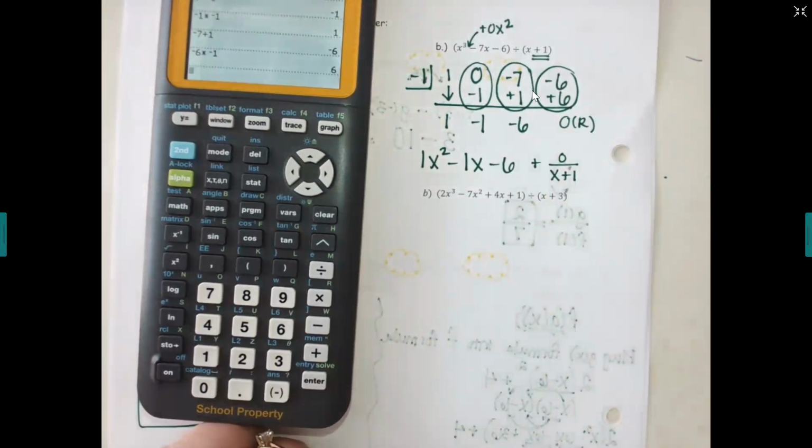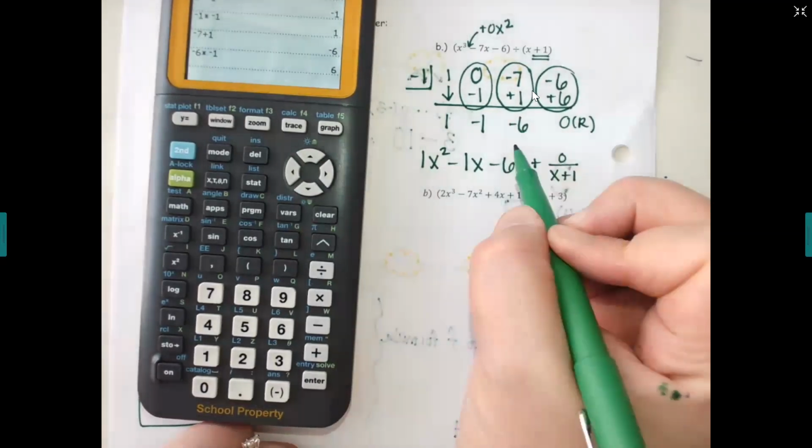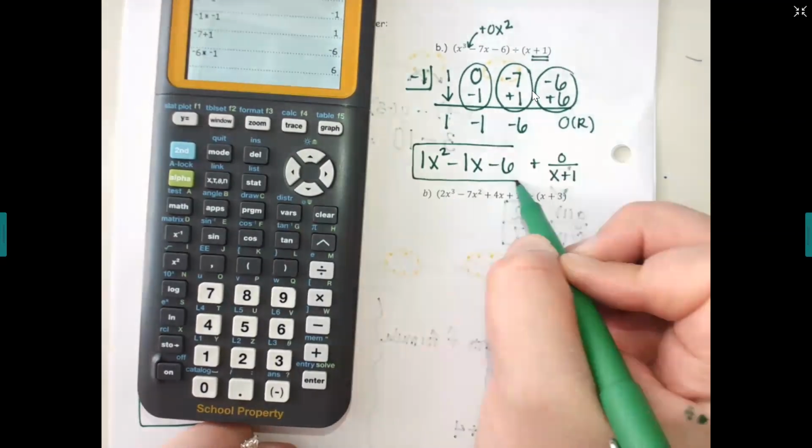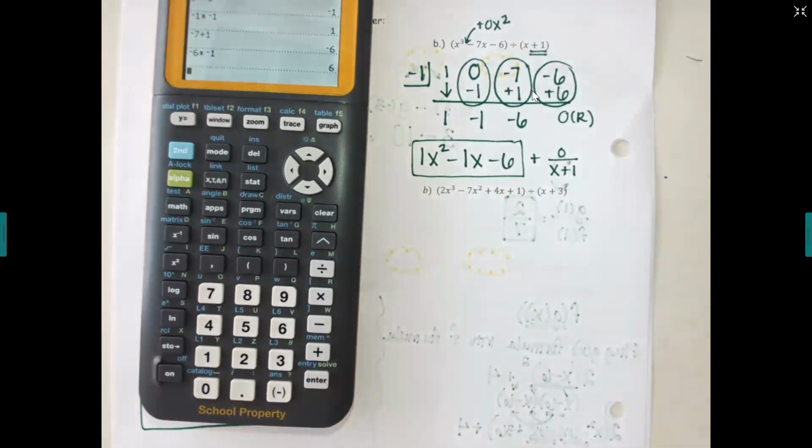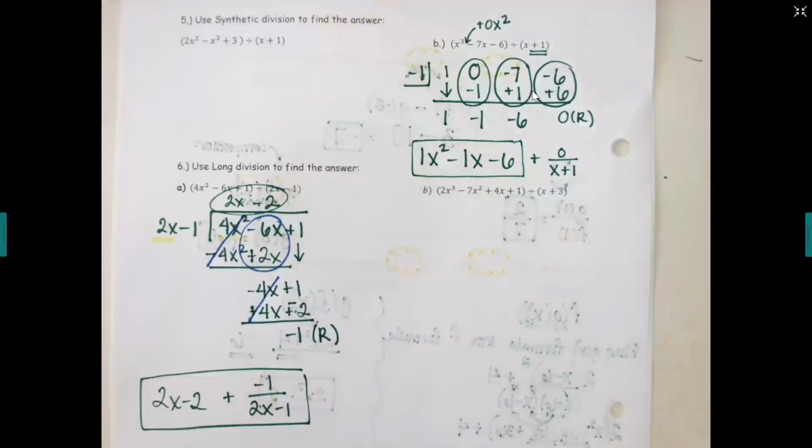Now, when I box my answer, if your remainder is a 0, remember, you don't have to put that. Okay, I'm going to put it just to remind you, that's what it would look like if it wasn't a 0. Okay, but not including a remainder of 0 is totally fine.